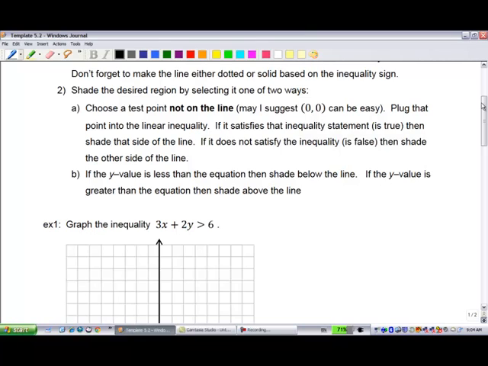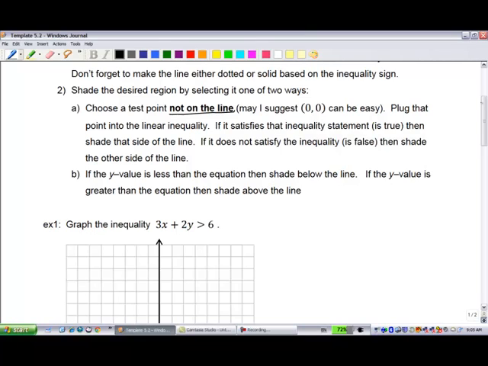One way to do this is to choose a test point which is not on the line. I can't stress that enough. It can't be on the line. May I suggest that 0, 0 can be easy. A lot of times 0, 0 is nowhere near the line. You might as well use that. It's an easy point to test. If it's kind of close, you know what? Don't take chances. Choose the point 10, 10, 100, 100, or even negative 10, negative 10, something like that.